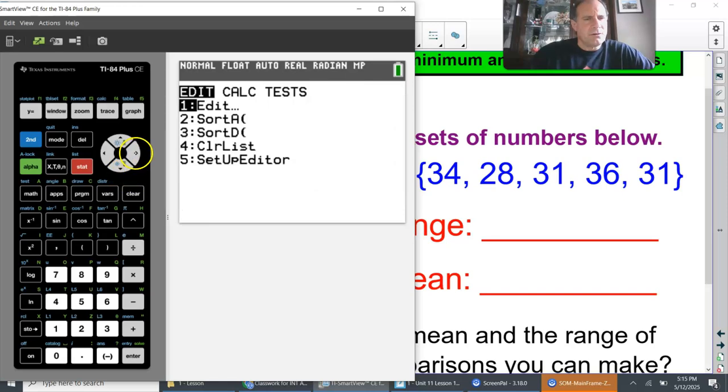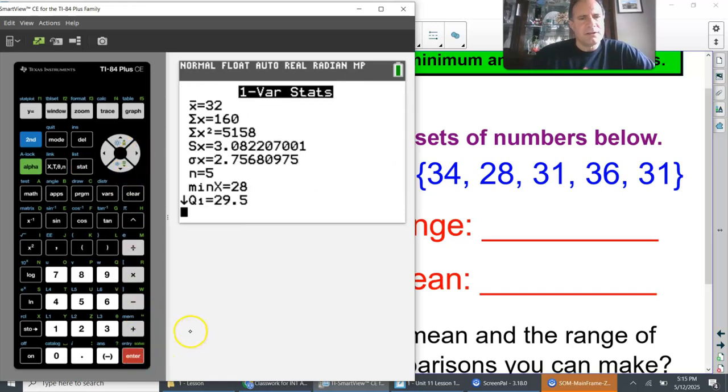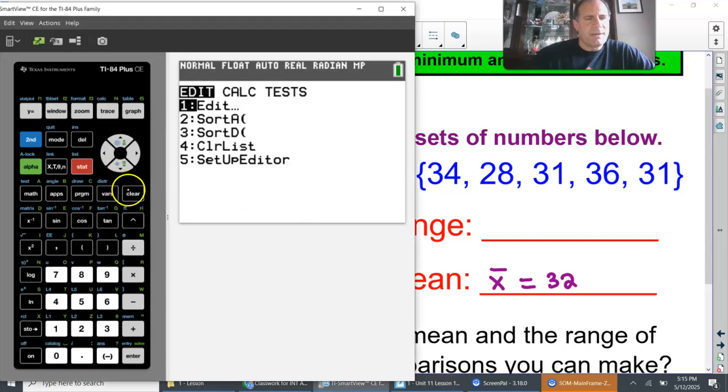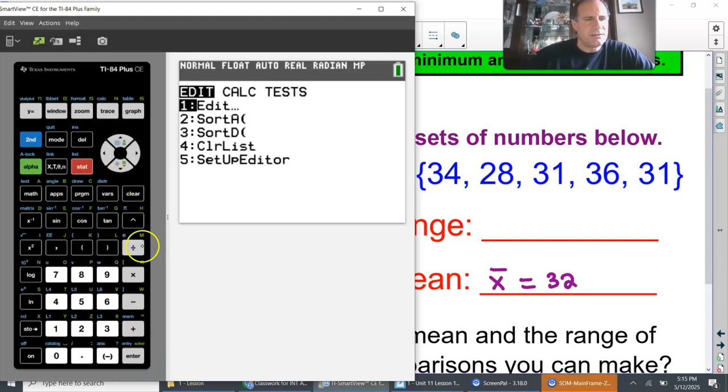Press stat, go over to calc, leave it on one var stats, press it 3 times, and the mean, which is x with a line on top, equals 32. The range, we're going to go back to stat, and we're going to sort that ascending. Go to second function L1. We're going to press done. We're going to press enter, and that's going to say done.